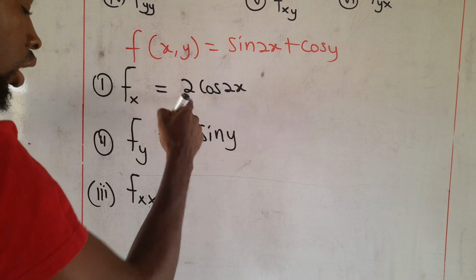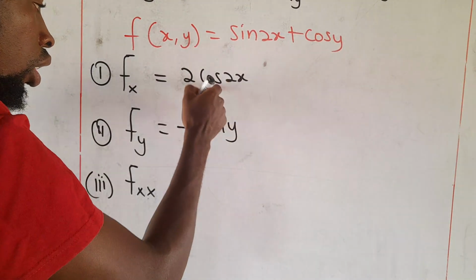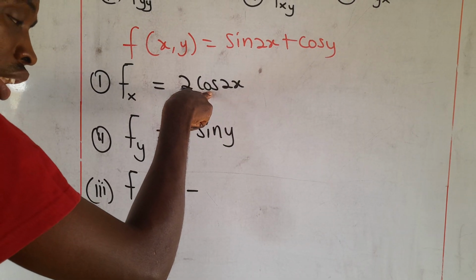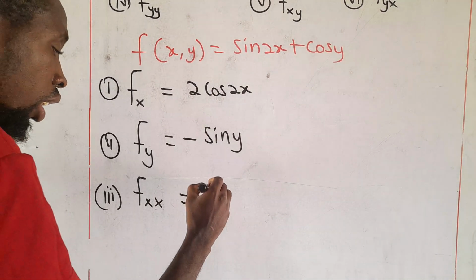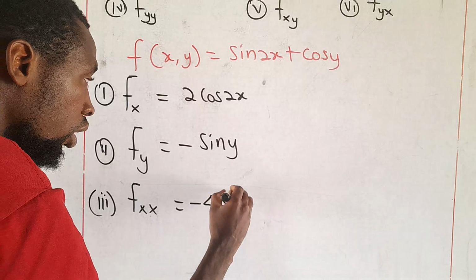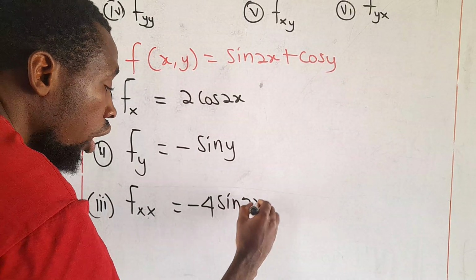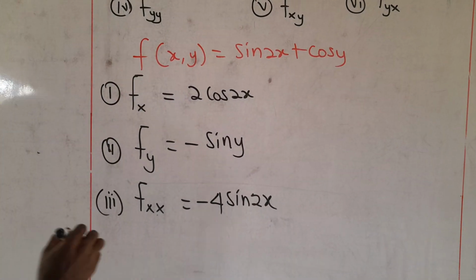So we can say this is negative, since the differential of cos is negative sine, we say negative 4 sine 2x. I hope you get that.